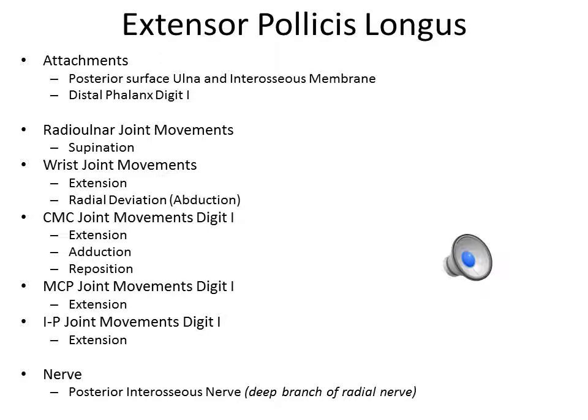Extensor pollicis longus performs radial ulnar joint supination, wrist joint extension and radial deviation, carpal metacarpal joint movement at digit 1 into extension, adduction, and reposition, extension at the metacarpal phalangeal joint of digit 1, and extension at the interphalangeal joint of digit 1. Extensor pollicis longus is innervated by the posterior interosseous nerve, which is a deep branch of the radial nerve.